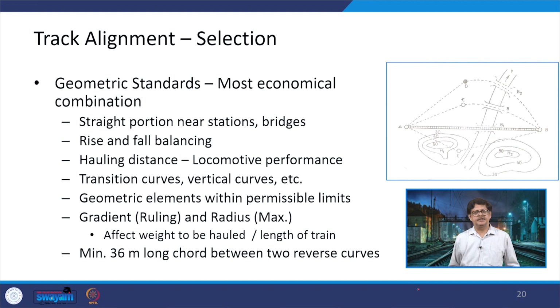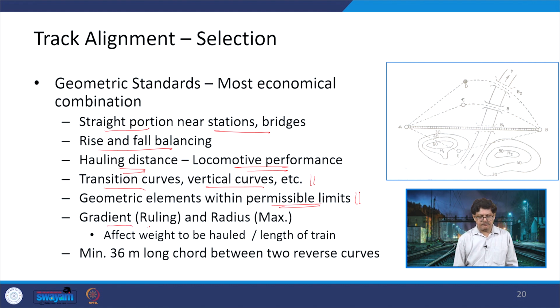The geometric standards to be taken care of here: the most economical combination should be taken. The straight portion near stations and bridges, and rise and fall balancing, we did talk about. Hauling distances, which are governed by locomotive performance, we discussed when we talked about hauling power. Then transition curves and vertical curves are the points we will be taking up in this module itself. The geometric elements within the permissible limits is again the point of discussion in this module.